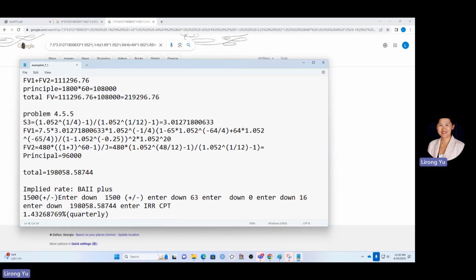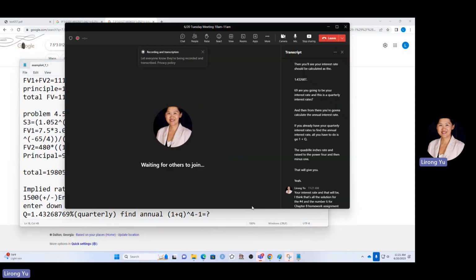And then from there, you're going to calculate the annual interest rate. If you already have your quarterly interest rate, to find the annual interest rate, all you have to do is go 1 plus Q, the quarterly interest rate, raise to the power 4, and then minus 1. That will give you the annual interest rate. And that will be it. I think that's all the solution for number 4 and number 6 for the chapter 8 homework assignment. I hope that works out.